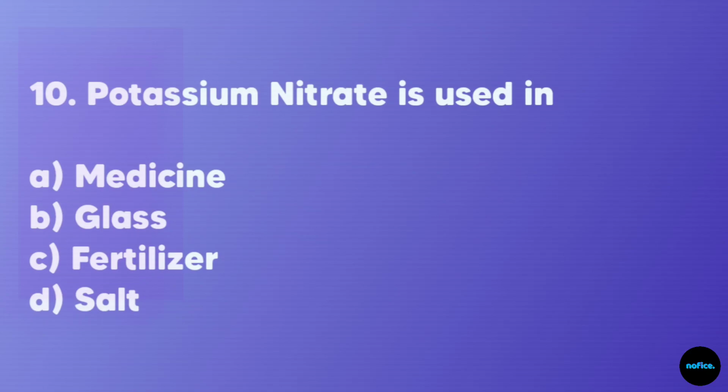Number 10. Potassium nitrate is used in. The answer is C. Fertilizer.